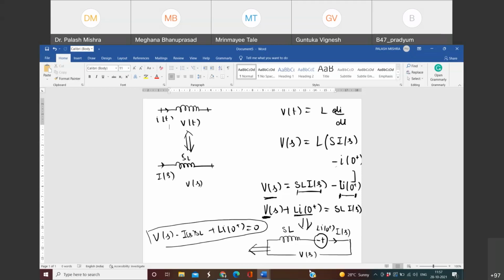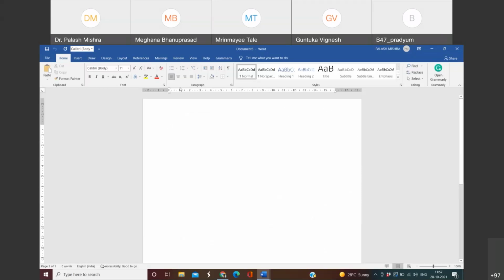What I have done, any doubt you can ask me. No one has any doubt? Okay. Then finally, what we can do is that if there is an inductor with no initial values, you can replace it the same in the Laplace domain also.